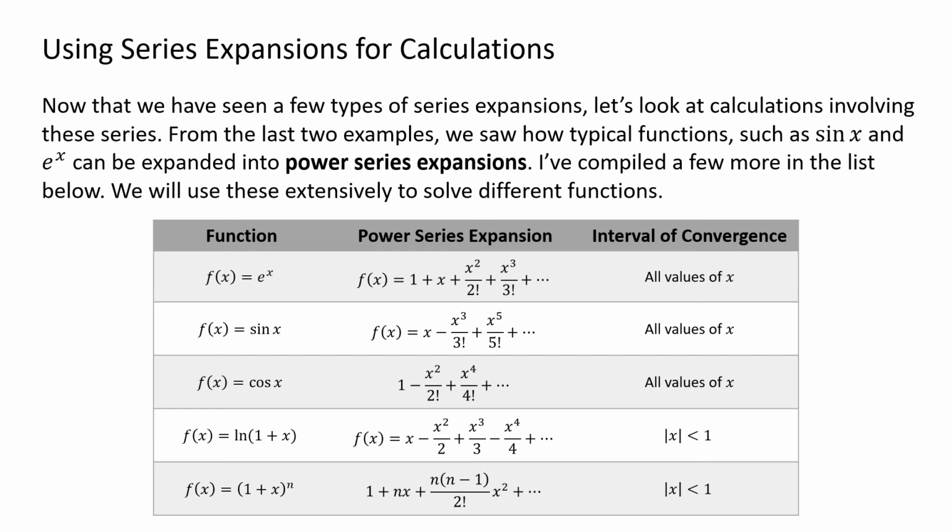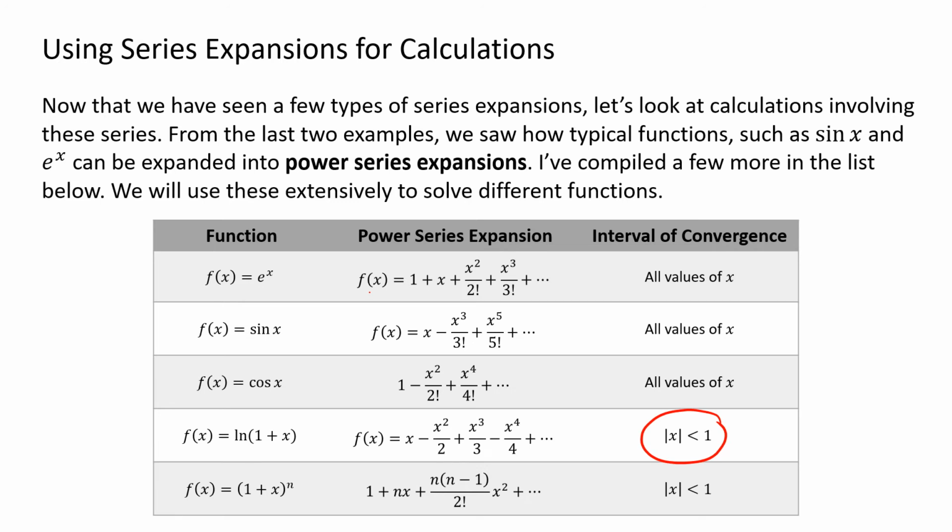So the ones that we've seen so far, e to the x and sine of x, as well as cosine of x, are valid for all values of x. But the last 2 functions, ln of 1 plus x. Ln, if you had ln of x, is only valid when x is greater than 0. Okay, so ln of 0 is undefined, ln of a negative number is also undefined. So its interval of convergence is only when the absolute value of x, in this case, is less than 1.